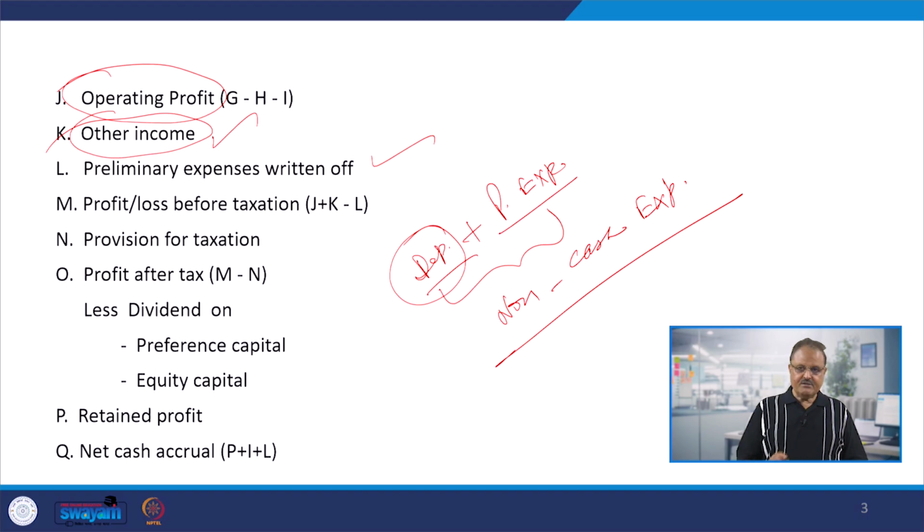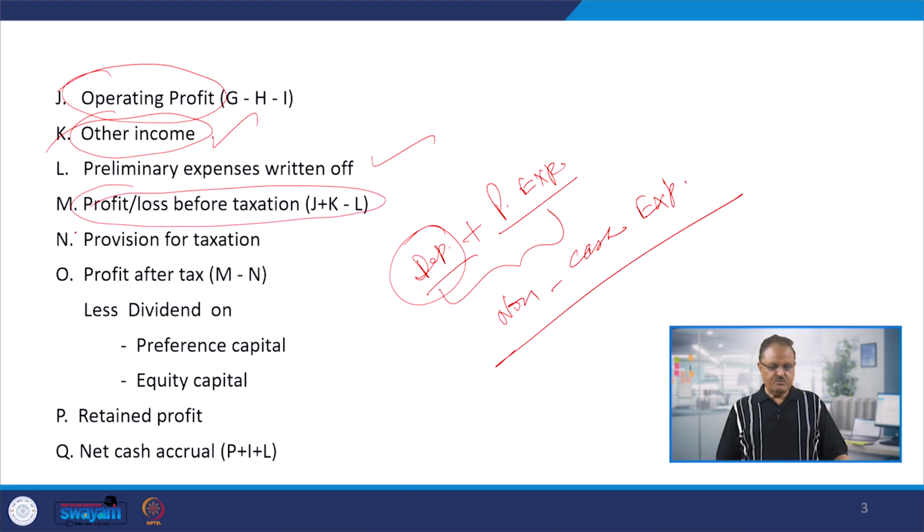And after adjusting for these expenses and other incomes, you arrive at a point, and this point is called profit or loss before taxation. So if the total income is more than the total expenses, it means we are in a state of profit. But if it is vice versa, that the total expenses are more than the total incomes, we are in a state of loss, right? So we have to work that out. And how are we going to work it out? J plus K minus L.